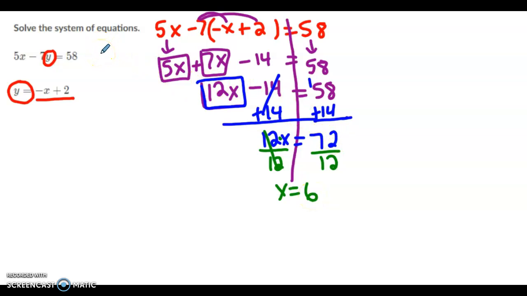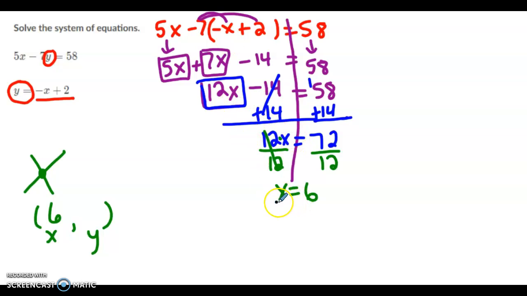The answer to a system of equations is where the two lines meet, where they intersect. I'm just going to sketch 2 lines. Anytime we're looking for a point where they meet, it has to be an ordered pair. So we're looking for an x value and a y value. I know my x value is 6, but I'm not done until I have the full ordered pair. So now I have to go back and figure out y.